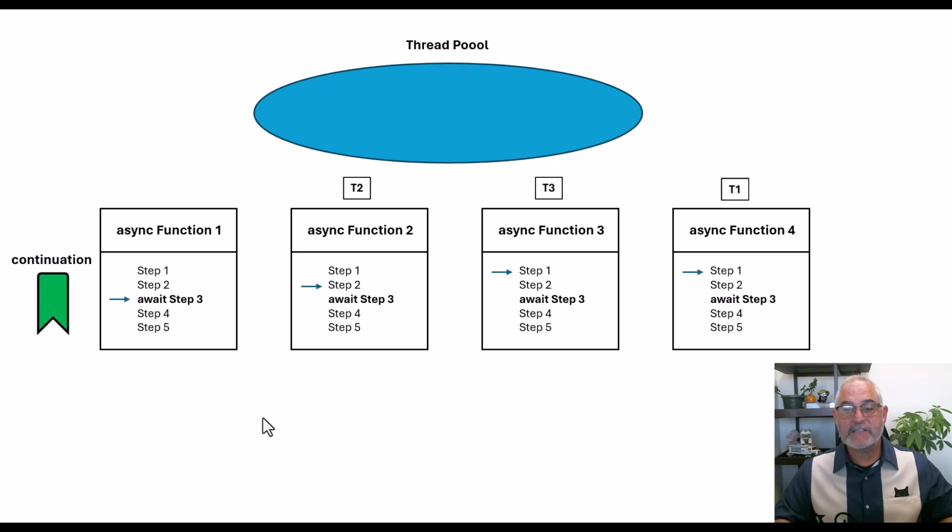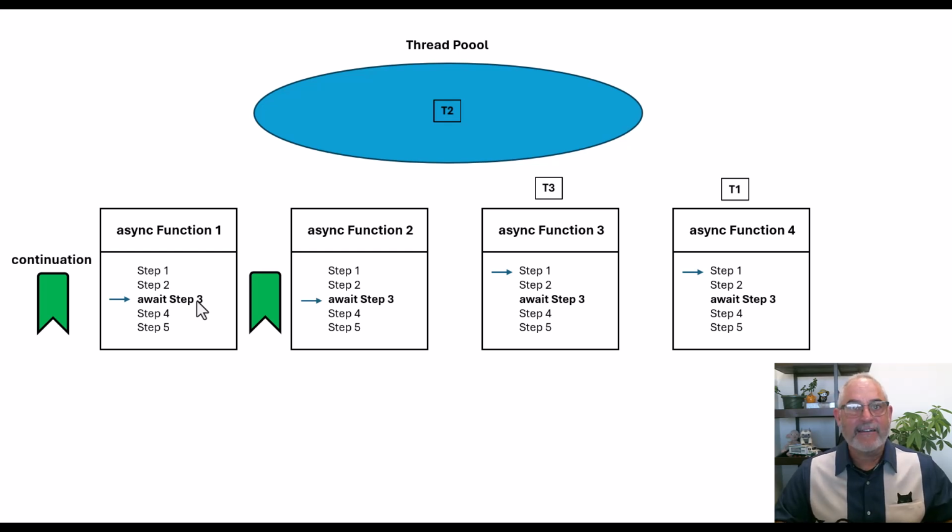Now, just to complete the story, let's say that async function 2 has moved to step 3, which is awaitable. So the runtime creates the continuation, and that allows thread 2 to return to the pool. Now, in the meantime, function 1, step 3, completed. We got the special signal that says, hey, we're done. Maybe it was an HTTP async get that came back with our result, whatever the result was.